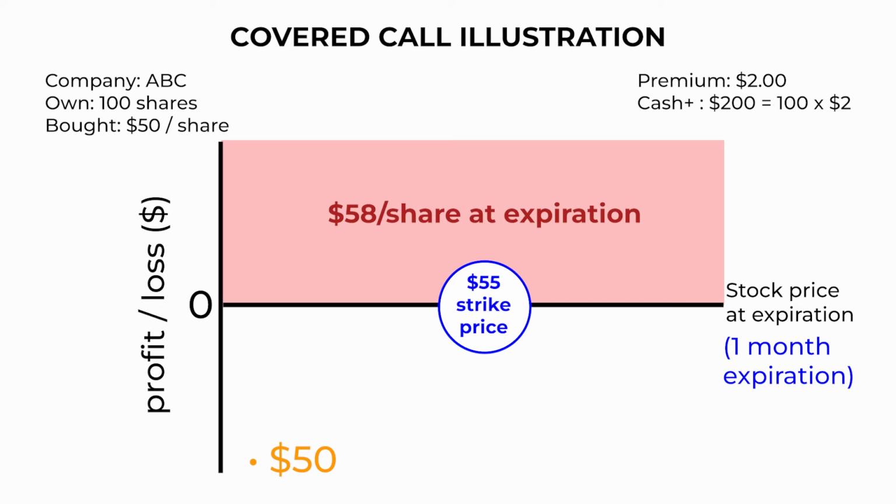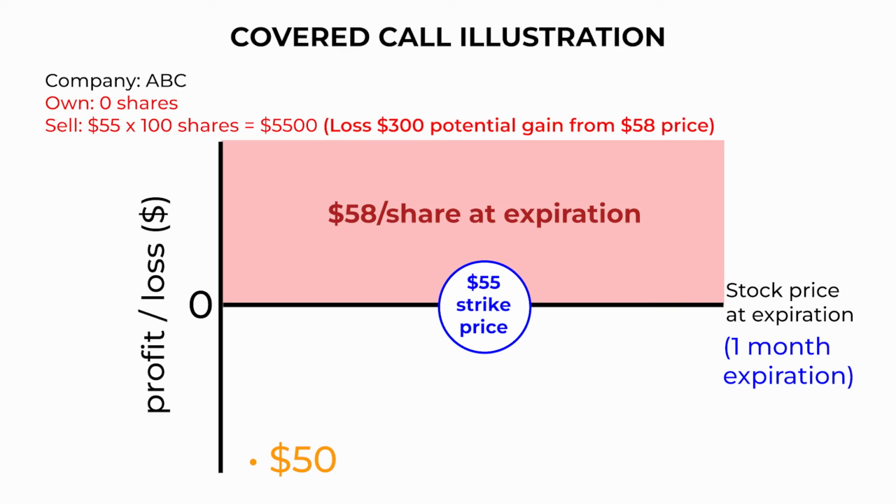If the stock price goes above $55, the buyer of the call option may choose to exercise it, and you may have to sell your shares at $55 per share, regardless of how high the stock price goes beyond $55. The buy-write strategy is essentially the same as a covered call. You buy the stock and write or sell the call option simultaneously.